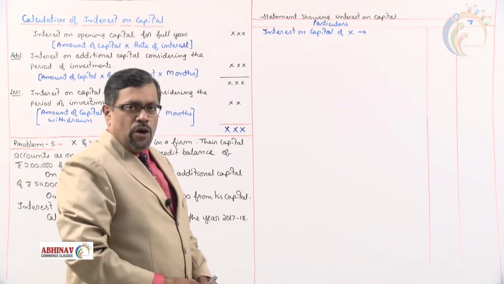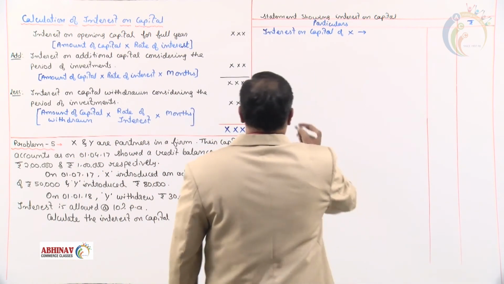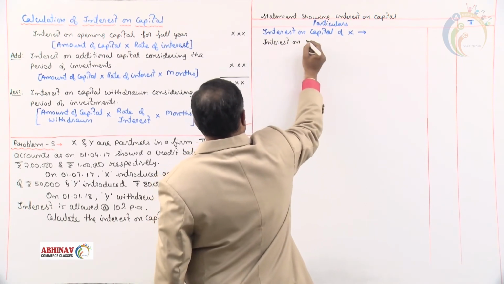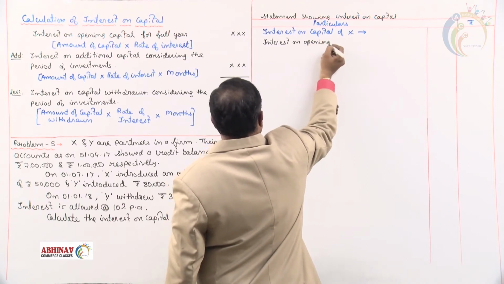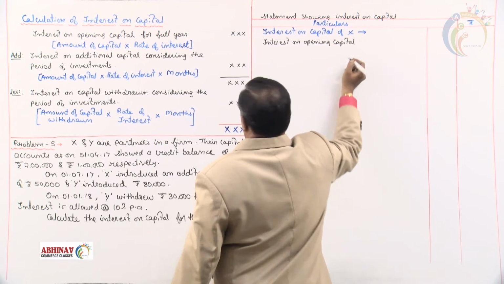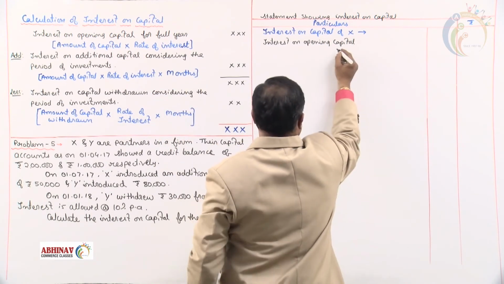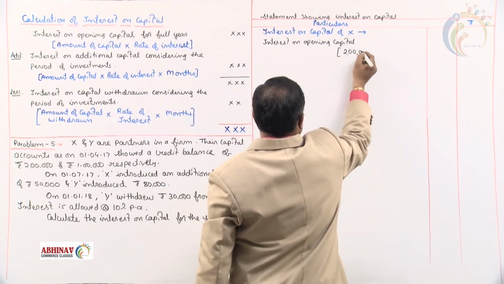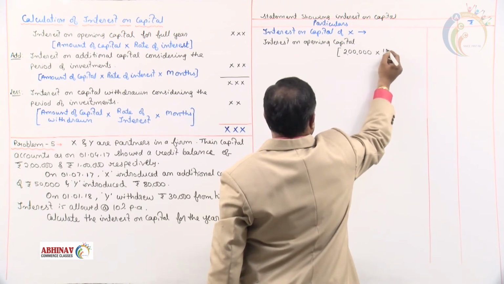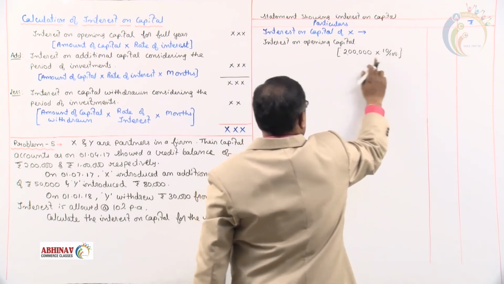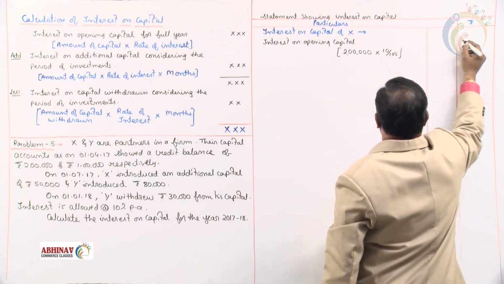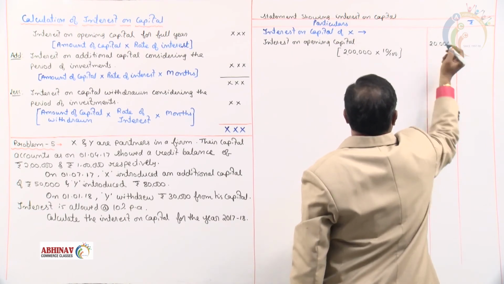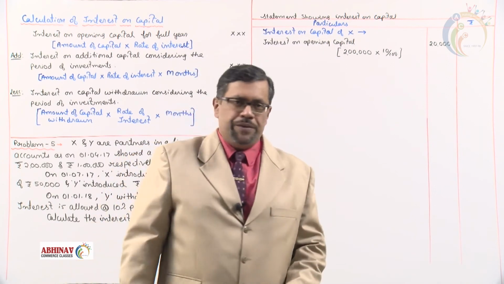First, interest on capital of X. Let us start with the interest on opening capital. How do we take it? Amount of capital into the rate of interest. What is the amount of capital? X, 2 lakhs. What is the rate of interest? 10%, that is 10 upon 100. So 2 lakhs into 10 upon 100. The amount that we get is 20,000 rupees.